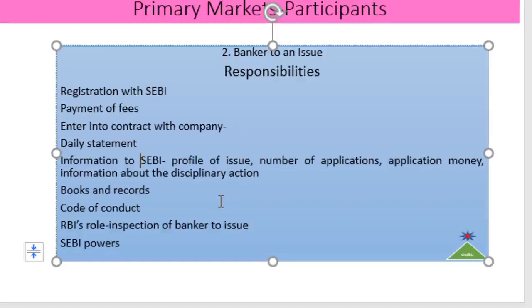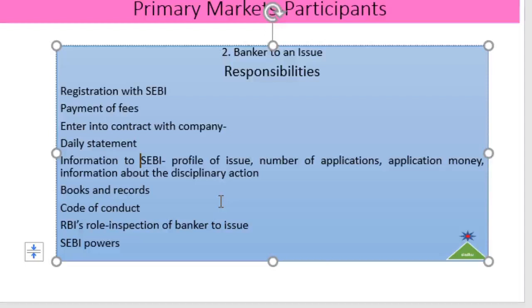The information about any disciplinary action initiated by the RBI entailing the suspension or cancellation of the banker is also to be sent to the SEBI. That is, the banker to an issue needs to send reports regarding their daily functioning as well as the information about the disciplinary action, if any, from the RBI.